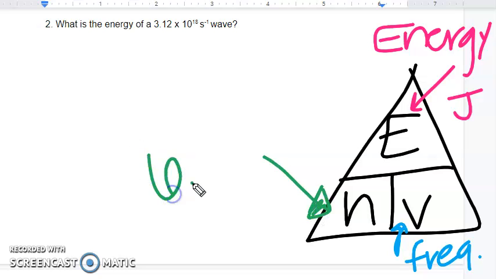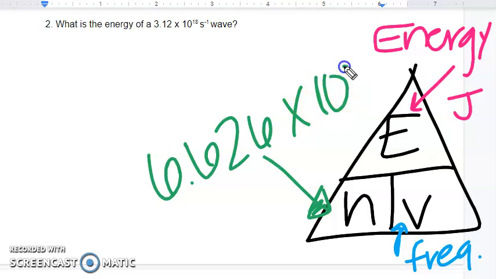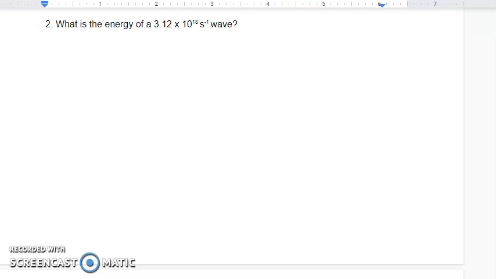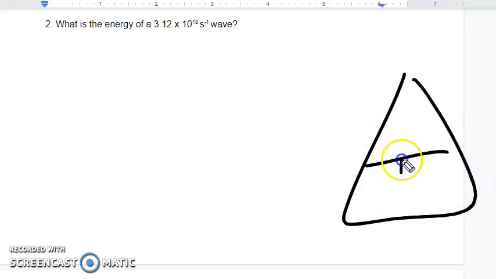And this is going to be 6.626 times 10 to the negative 34. And my unit for this is joules times seconds. Okay, so we want to remember this as we start solving for everything. Let me rewrite that triangle because it's going to be really helpful to know our units of measure.